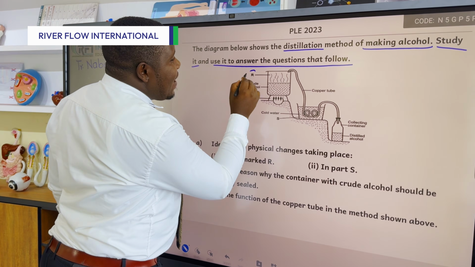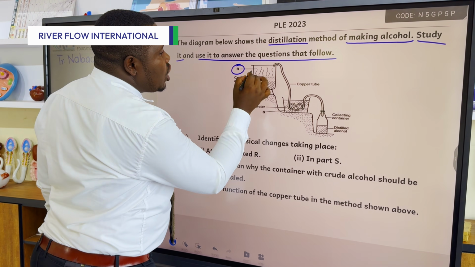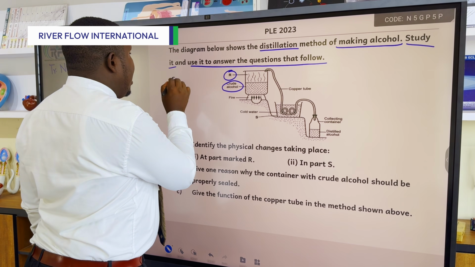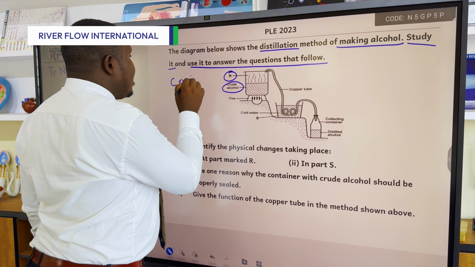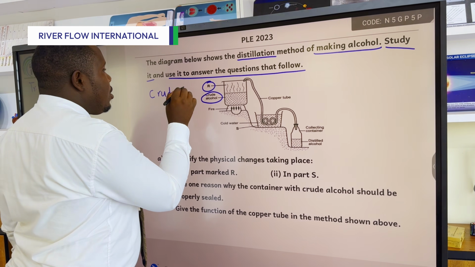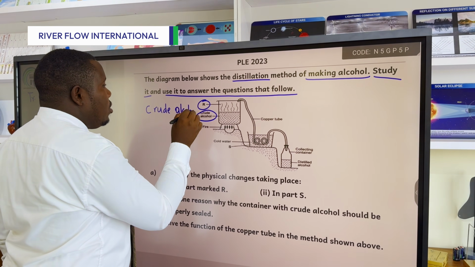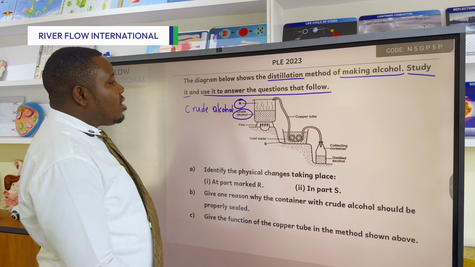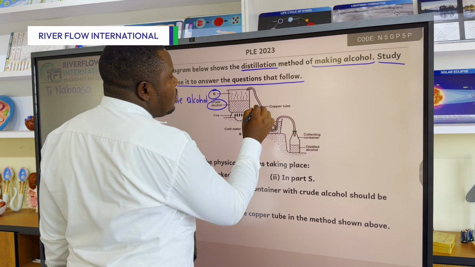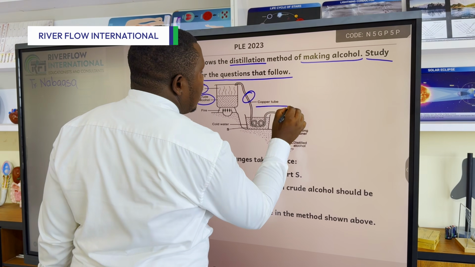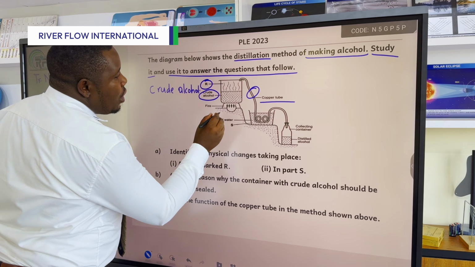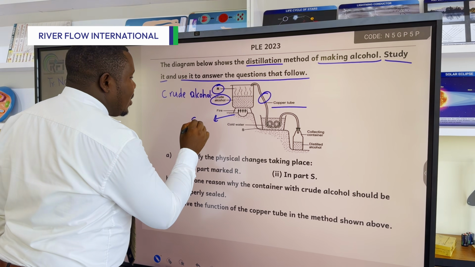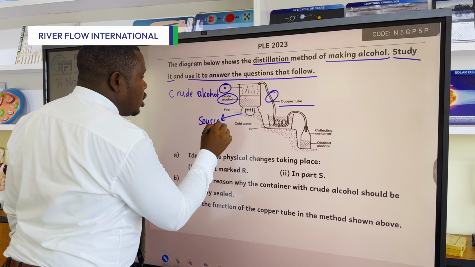Now we have part R here, which is the container that has crude alcohol. So among the things in this diagram, we have crude alcohol. Many people call it crude. Then we also have this pipe, which they have called the copper tube. Then we have fire here. This is the source of heat. This fire will be our source of heat.